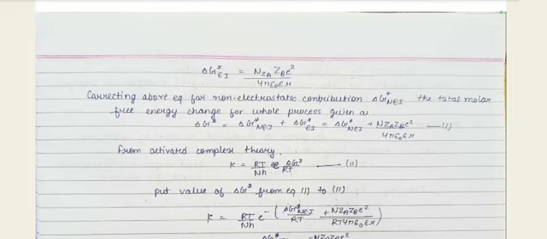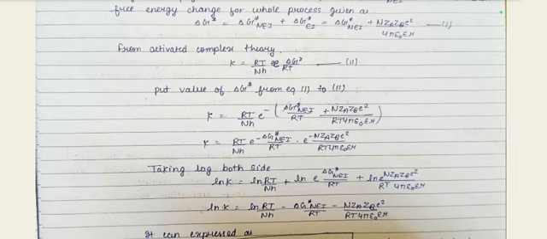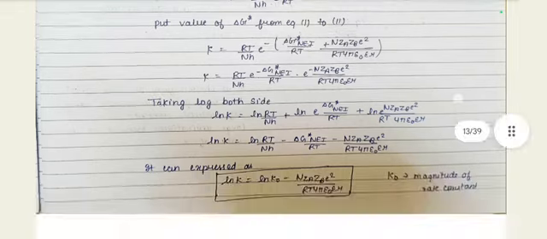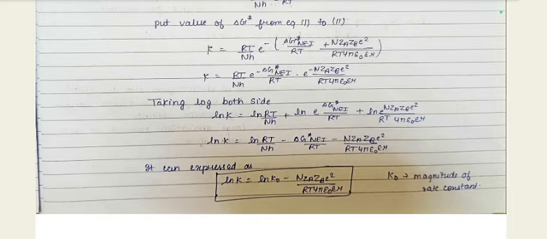k is equal to RT by Nh e raised to power minus delta G star NEI by RT plus N Za Zb e square by RT 4 pi epsilon naught epsilon r. k is equal to RT by Nh e raised to power minus delta G star NEI by RT into e raised to power minus N Za Zb e square by RT 4 pi epsilon naught epsilon r. Taking log on both sides, ln k is equal to ln RT by Nh plus ln e raised to power minus delta G star NEI by RT plus ln e raised to power minus N Za Zb e square by RT 4 pi epsilon naught epsilon r.